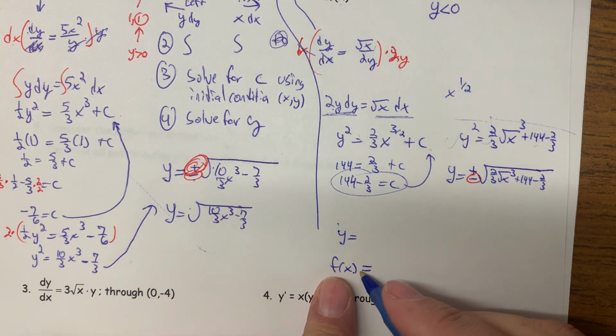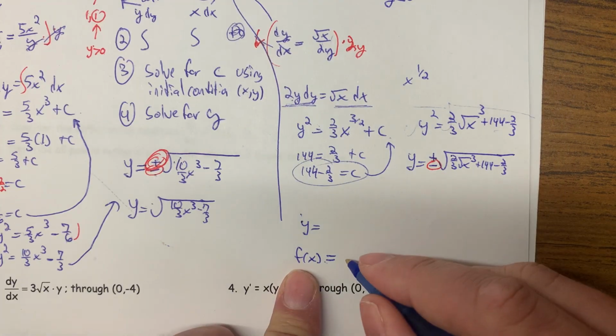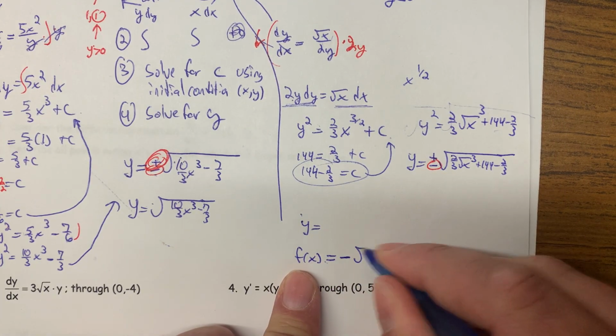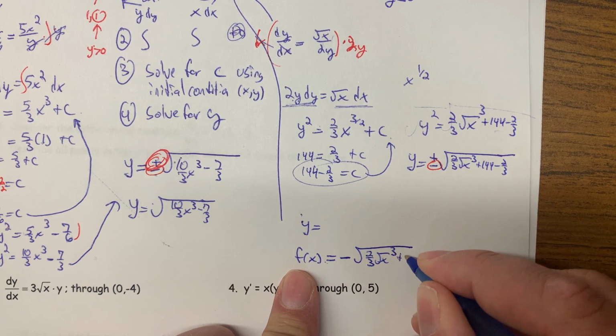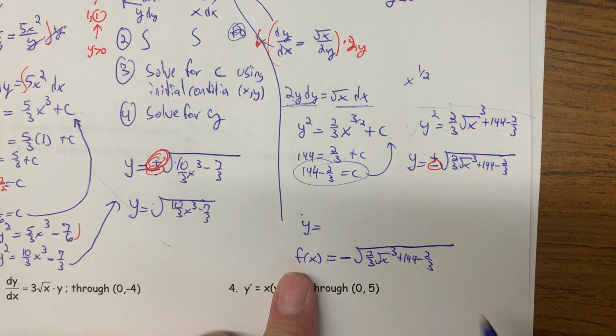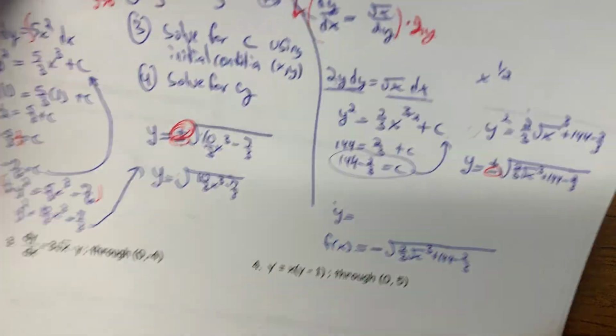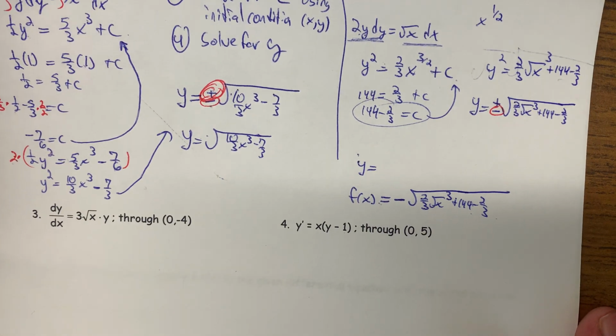I'm going to go ahead and rewrite it at the end as f of x. But if we left it as y equals and we put y equals f of x, that would be fine too. So f of x equals negative square root of 2/3 square root of x cubed plus 144 minus 2/3. And again, I could have combined these, but I chose not to here. All right, hopefully you feel pretty good about this.